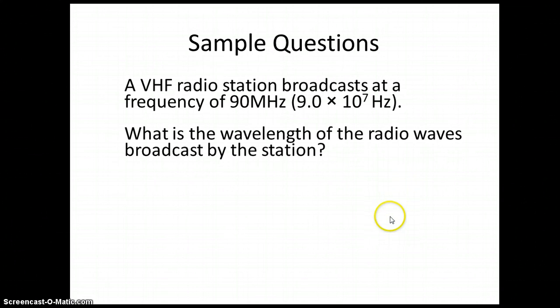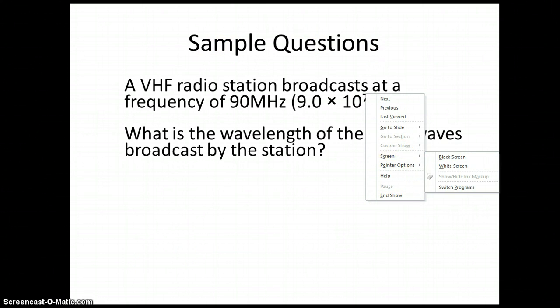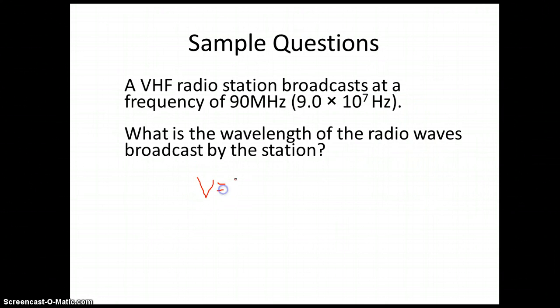What is the wavelength here? Okay, let me show the working. Pause first. v equals f lambda. You want to find wavelength. Lambda equals v over f. The speed of radio wave, okay, we know this, 3 times 10 to the power of 8 divided by the frequency, 9 times 10 to the power of 7.